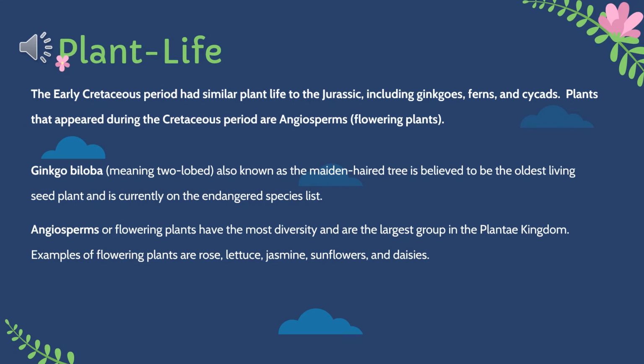Plant life. The early Cretaceous period had similar plant life to the Jurassic, including ginkgos, ferns, and cycads. Plants that appeared during the Cretaceous period are angiosperms. Ginkgo biloba, also known as the maidenhair tree, is believed to be the oldest living seed plant and is currently on the endangered species list. Angiosperms, or flowering plants, have the most biodiversity and are the largest group in the Plantae kingdom. Examples of flowering plants are roses, lettuce, jasmine, sunflowers, and daisies.